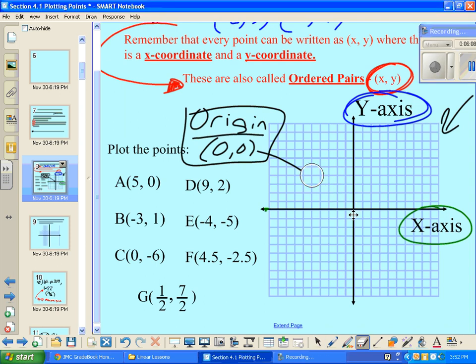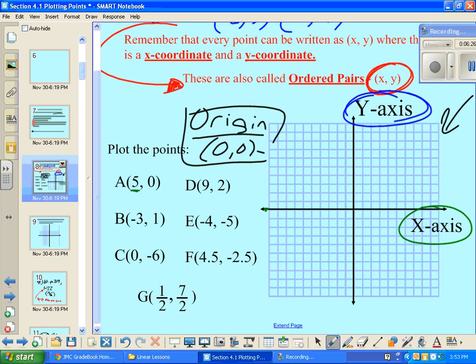So to run through some examples together, we're going to plot these points that I have down here, listed A, B, C, D, E, F, G. Plot these points together to see where they'd fall in the coordinate plane. And again, this should be kind of a review for the students, but we'll still walk through it just to jog their memory so they remember what to do when plotting points.